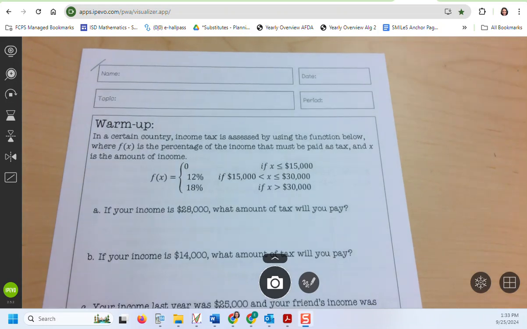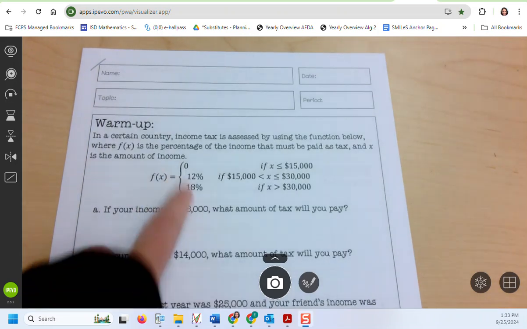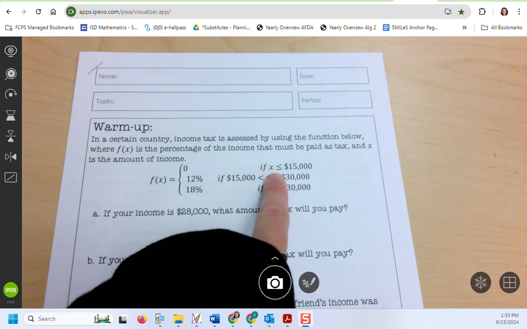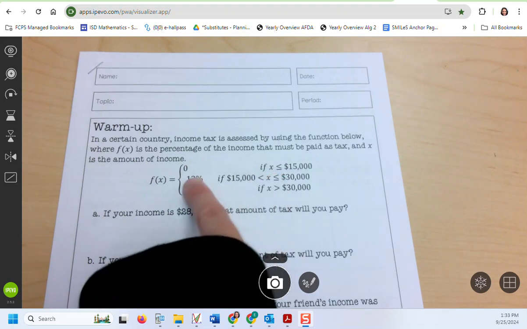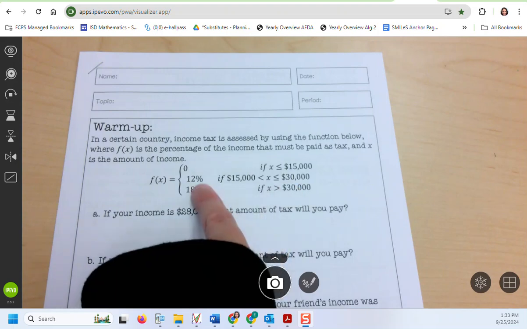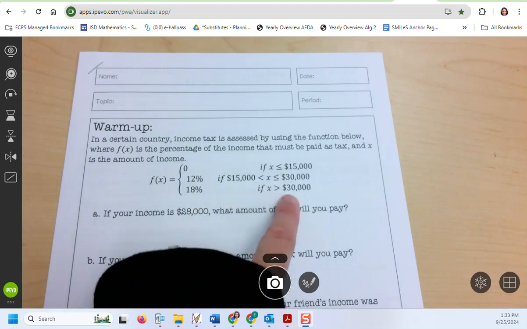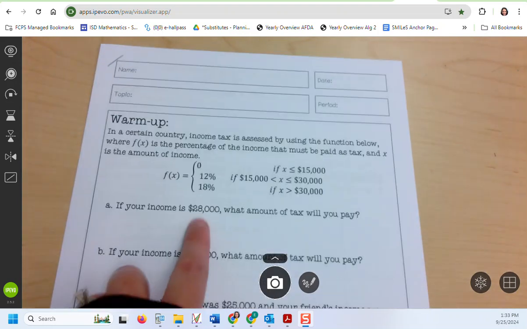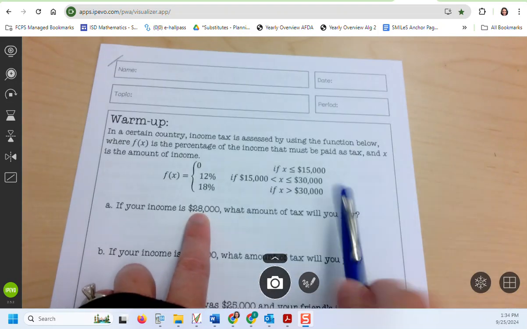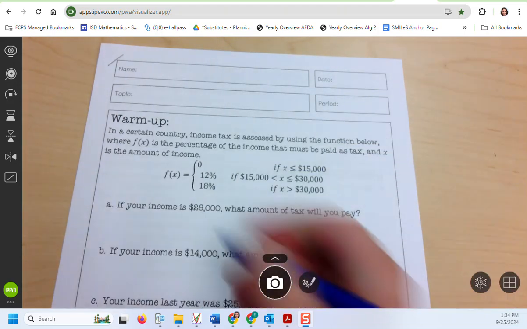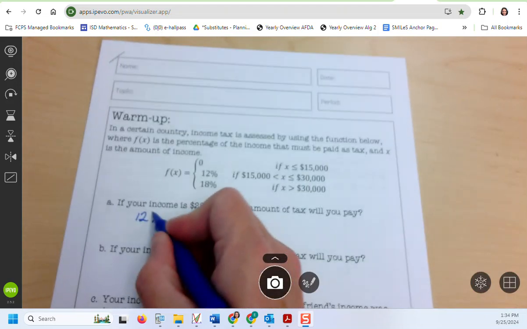All right, so the income tax is assessed using this function below. This is a very simple structure with only 3 different kinds of tax, right? So if you make under $15,000, you pay no tax. If you make between $15,000 and $30,000, you pay 12%, and if you earn greater than $30,000, you pay 18%. So if this is your income, you should have figured out that number is between $15,000 and $28,000, and I saw a lot of you wrote 12% tax, which is good.